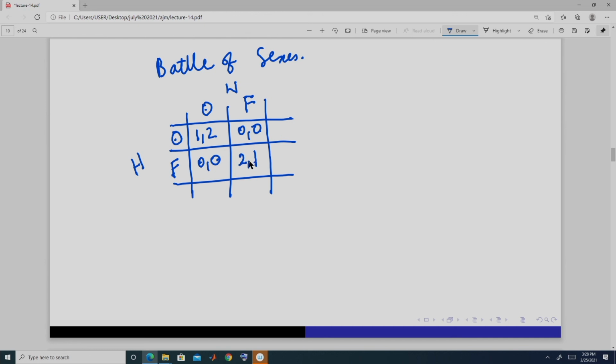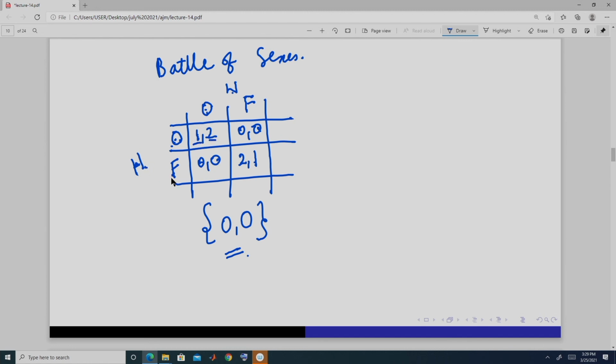Now here you will see that if player 1, the husband, plays opera, the best response for the wife is to choose opera, because 2 is greater than 1. If wife chooses opera, best response for husband is to choose opera because 1 is greater than 0. So one Nash equilibrium is this. Okay. So this is one Nash.